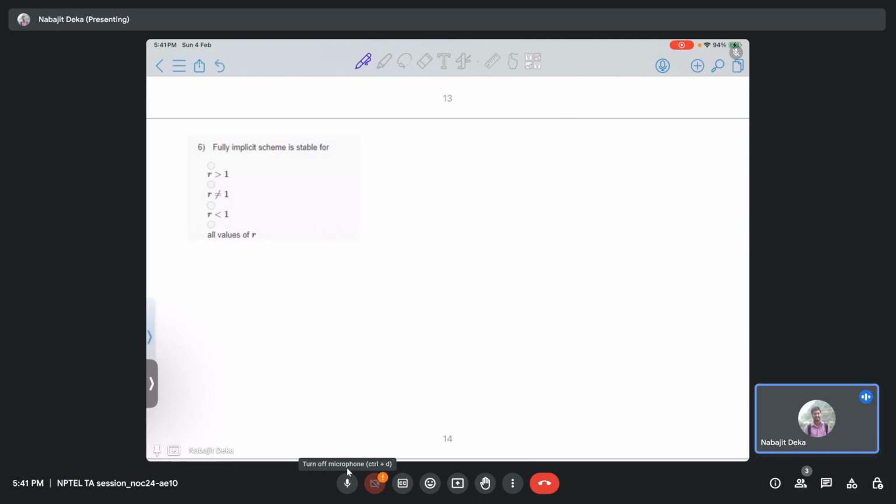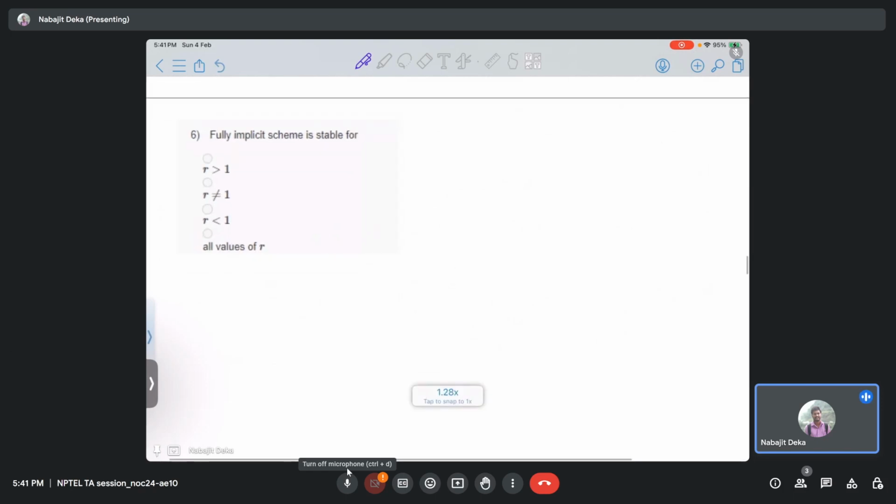So two questions earlier we saw what the condition was for the stability of an explicit scheme. Now this asks what is the condition required for the stability of an implicit scheme. So this was covered probably in lecture 8.